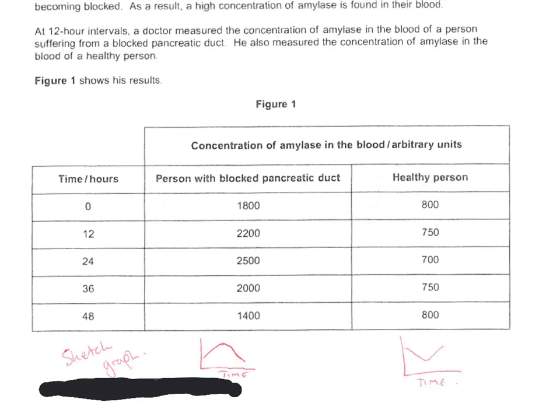So in this data resource, it's about people with pancreatitis and people without, and it tells you in the text at the top that pancreatitis can be diagnosed by having a high concentration of amylase in the blood, so the pancreatic duct is blocked. The data in this table here also reflects that. You can see that there is a higher concentration of amylase in the blood of people with a blocked pancreatic duct than there is in healthy people.